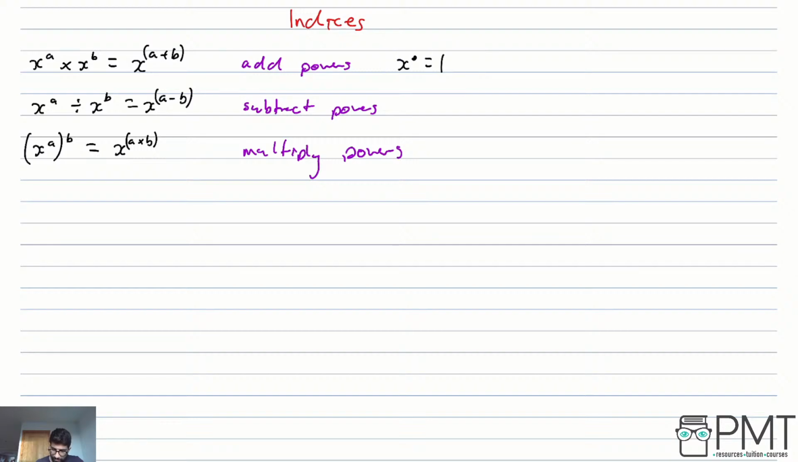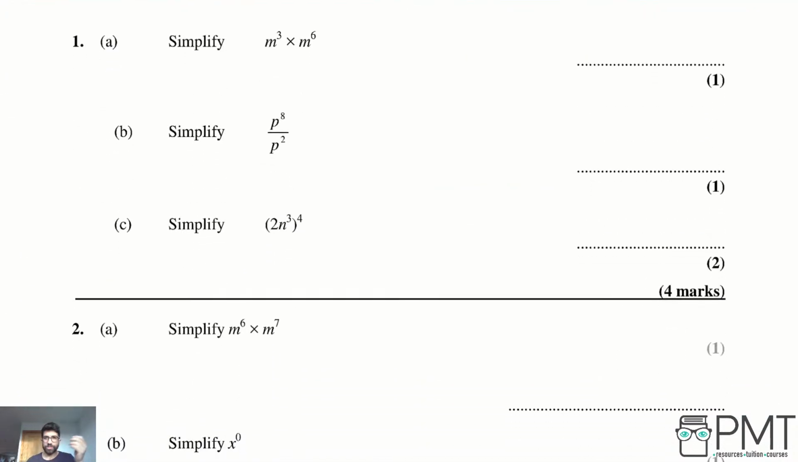So these are the three rules, and the other one I want you to remember is x to the 0, or anything to 0, is 1. So that's the other one. We'll see how these work. Let's put these together. I'm going to go through these questions.